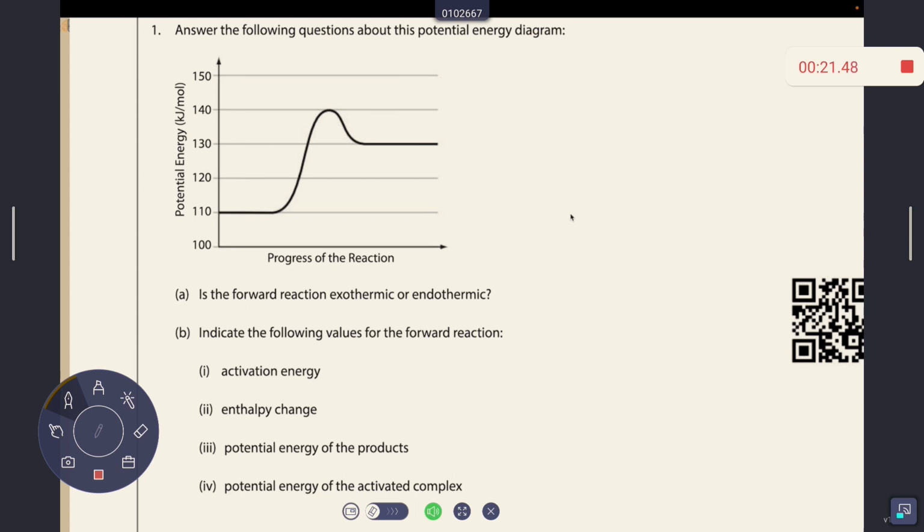That's 140, not 40. 140 minus 110, alpha. That's the delta change, the triangle. Oh, so it would be 130 minus... No, it would be 140 minus 110. No, 130 minus 110.